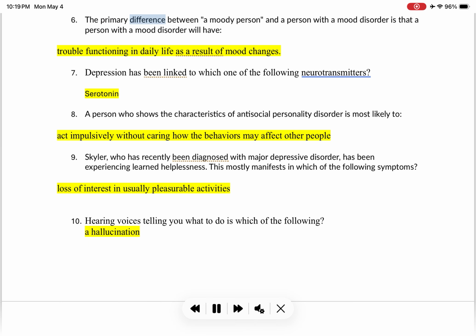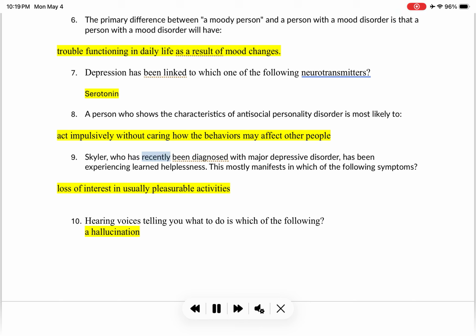The primary difference between a moody person and a person with a mood disorder is that a person with a mood disorder will have trouble functioning in daily life as a result of mood changes. Depression has been linked to which one of the following neurotransmitters? Serotonin. A person who shows the characteristics of antisocial personality disorder is most likely to act impulsively without caring how the behaviors may affect other people.